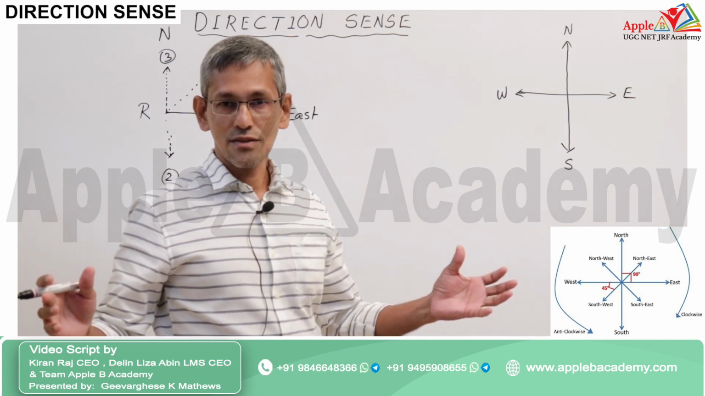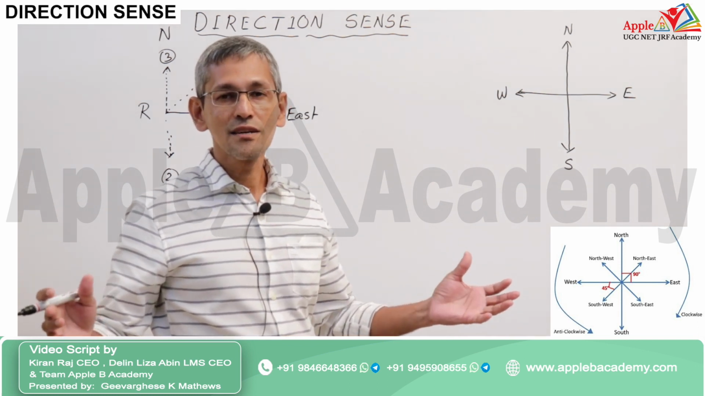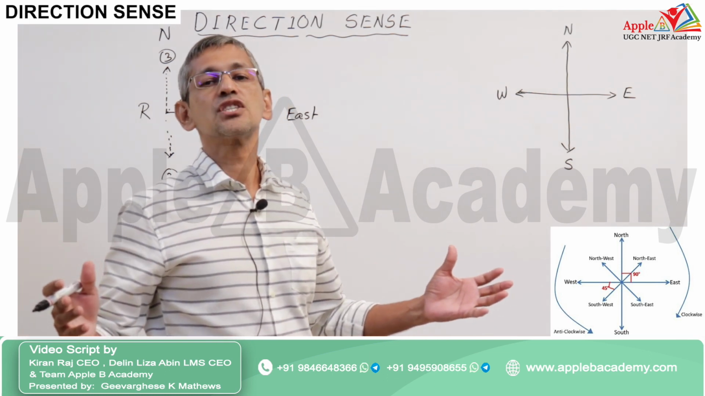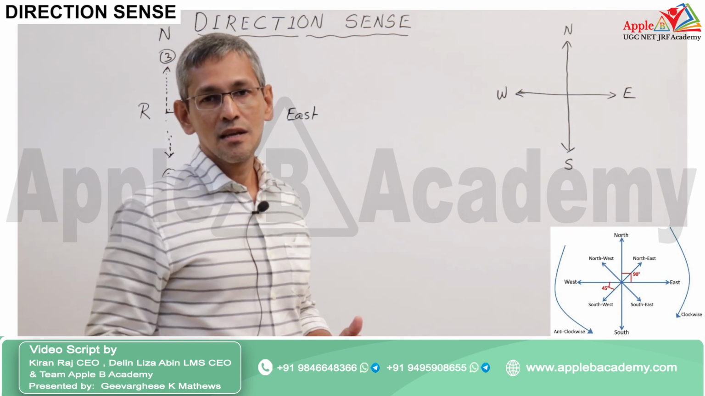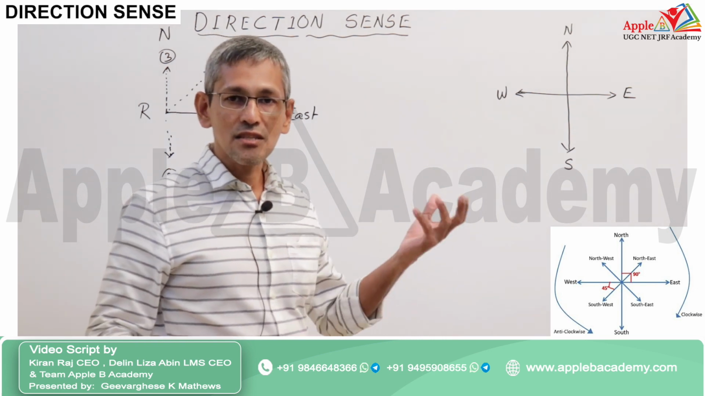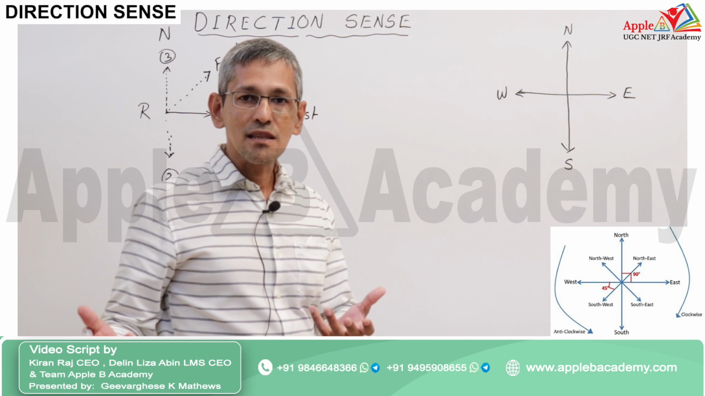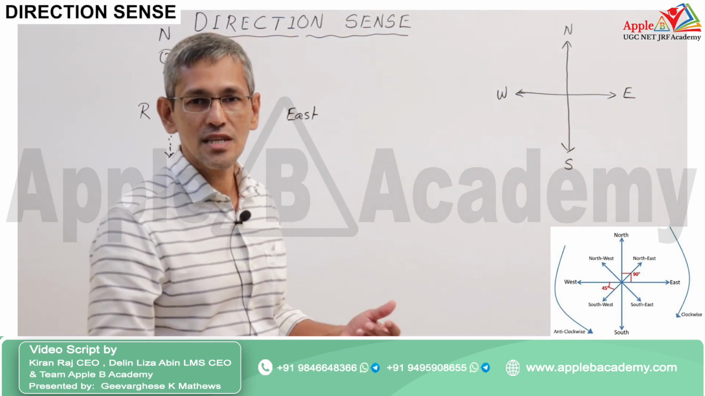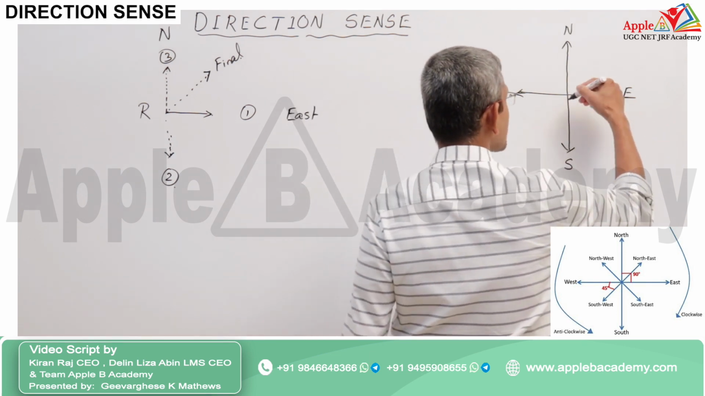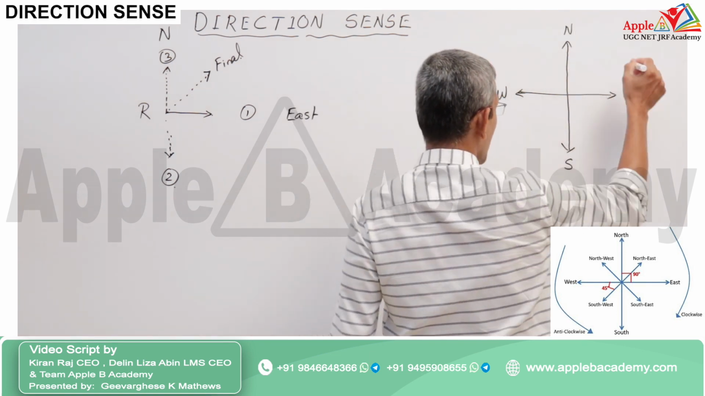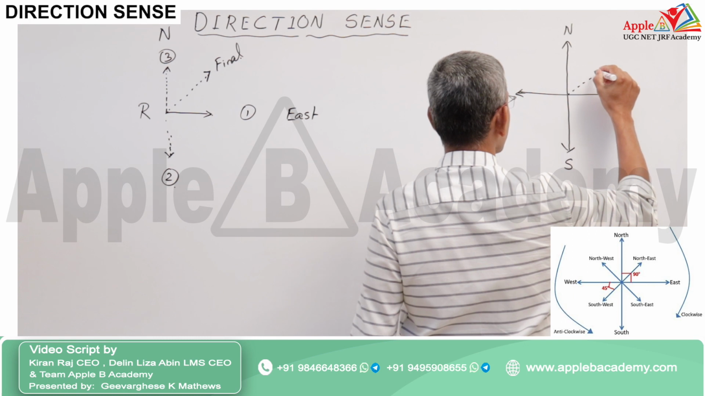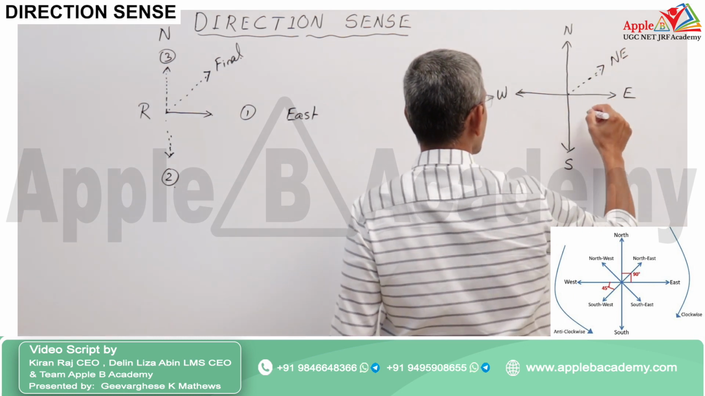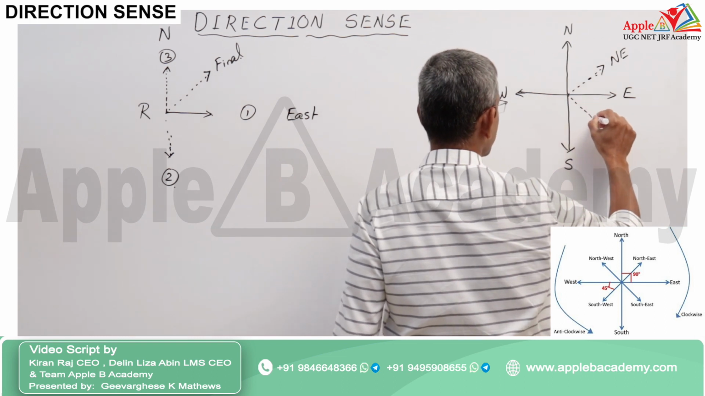Ashta means 8. Dik means direction. So Ashtadik means 8 directions. So ultimately, from ancient days onwards, we know that there are 8 directions. It's not just 4 directions, there are 8. So which are the 8 directions? There is something in between as well. Between north and east, we have northeast. And between east and south, we have southeast.